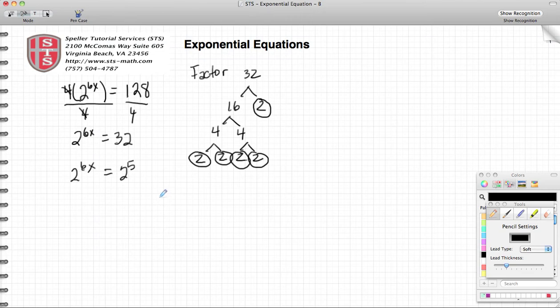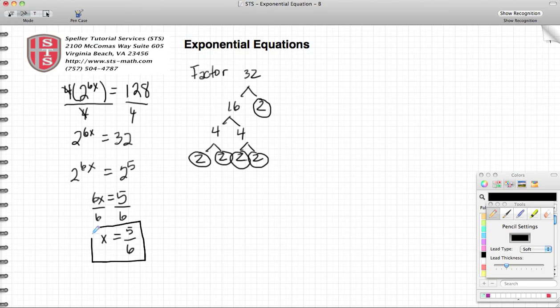We see here that the bases are the same, which means that we can set those exponents equal to each other. So we have 6x is equal to that 5. Now we need to isolate this x because we only want to have a coefficient of 1, so we divide both sides by 6, and that leaves us with x is equal to 5/6.